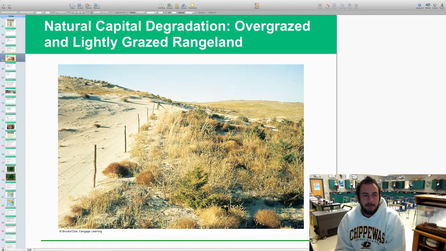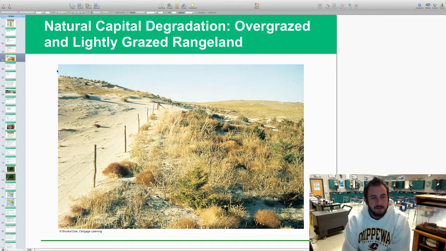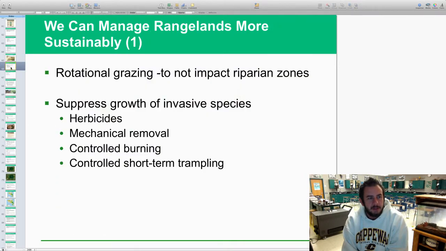Here's an example of natural capital degradation, overgrazed and lightly grazed rangelands. This is an example of overgrazed. There's no soil really, it's mostly sand and now really compacted. Plants have moved in that cattle will not eat because of how coarse they are, because of burrs, thorns, and thistles. The cows will not eat them. So there's a couple examples there.